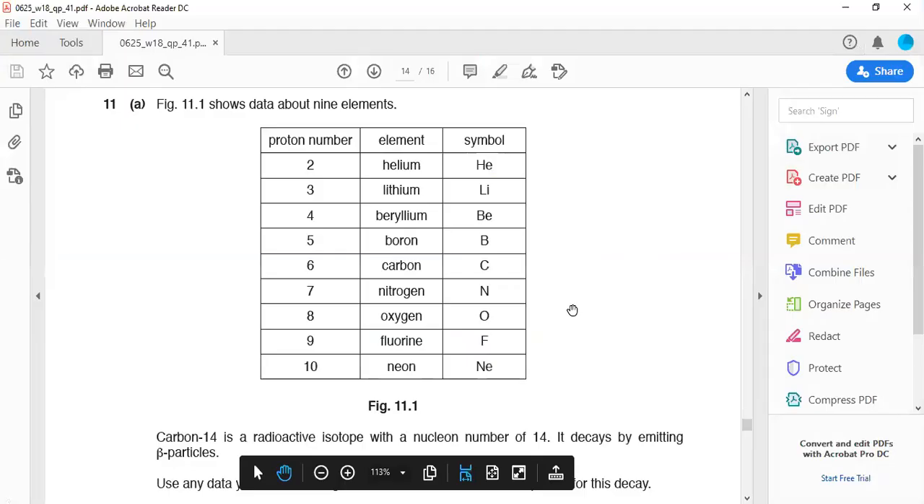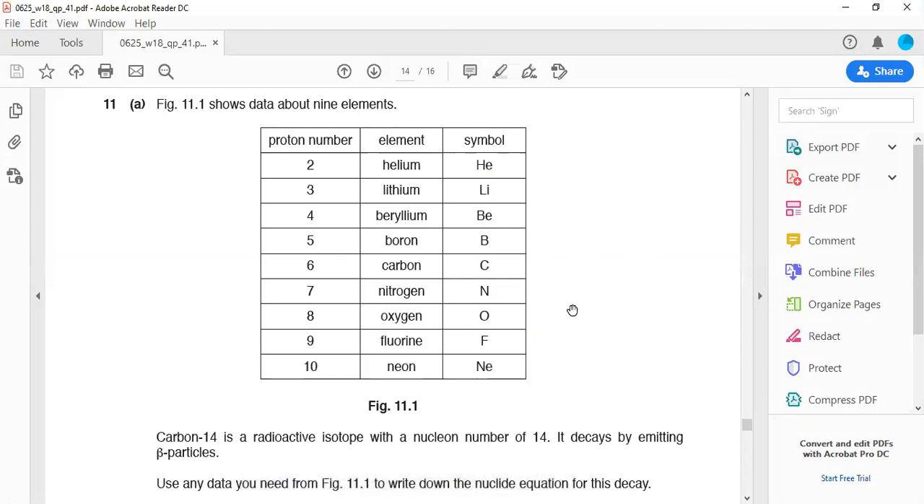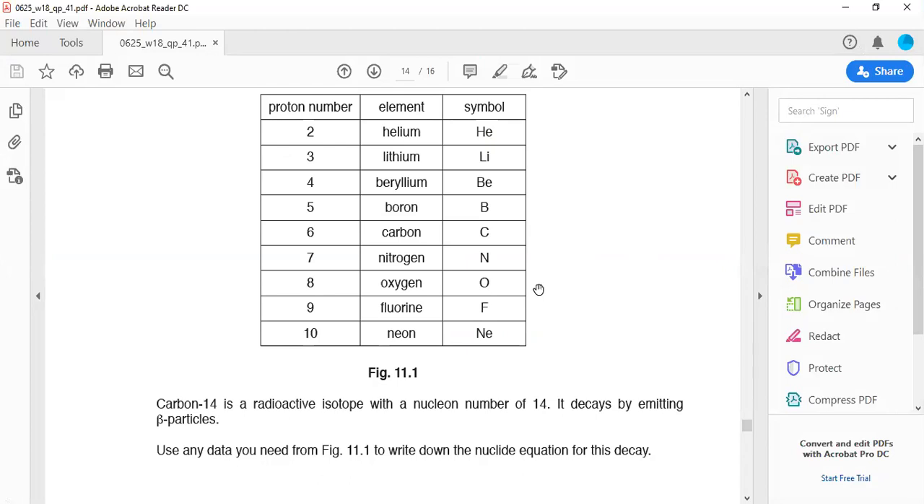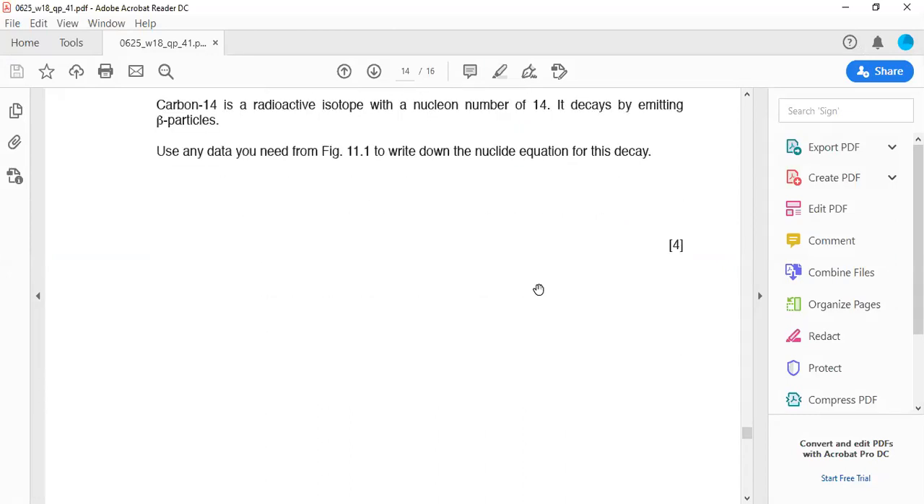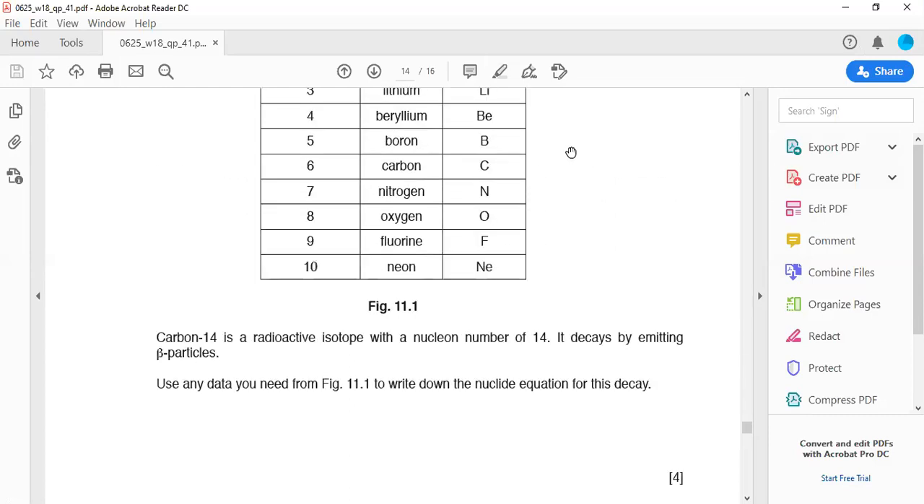Like this question, number 11A from the 2018 IGC paper. Figure 11.1 shows the data of nine elements: helium, lithium, beryllium, boron, carbon, nitrogen, oxygen, fluorine. Carbon-14 is a radioisotope with a nucleon number of 14. It decays by emitting beta particles. So beta is 0, minus 1. Use any data you need from figure 11.1 to write down the nuclear equation for this decay.